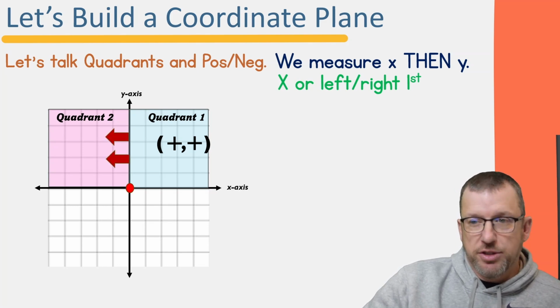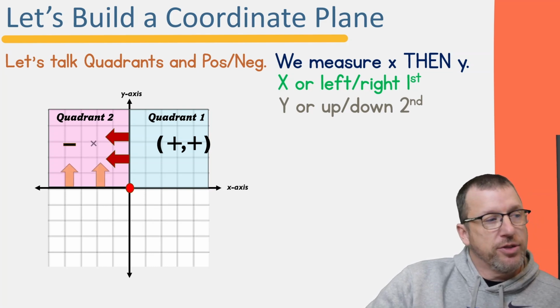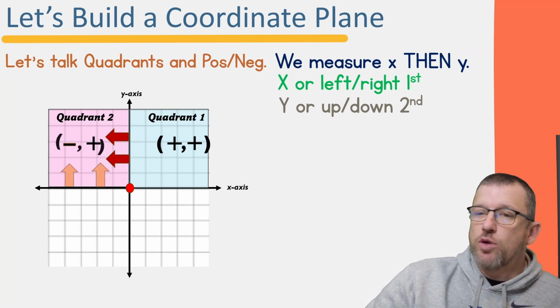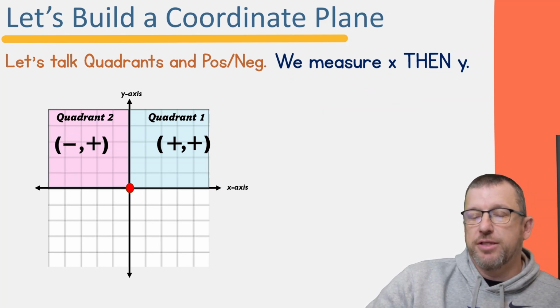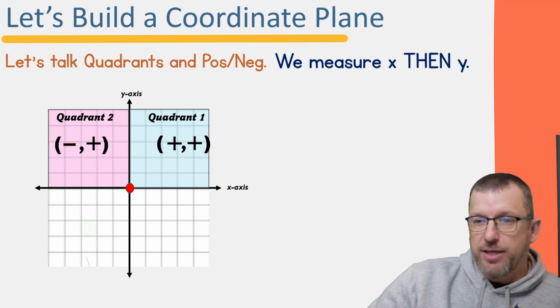It's going backwards from the beginning, so that means it's going to be a negative value. However, if we measure y, it's going up, so it's going to be a positive value. So quadrant 2 measures coordinate pairs that are negative and then positive. So x is negative, y is positive.